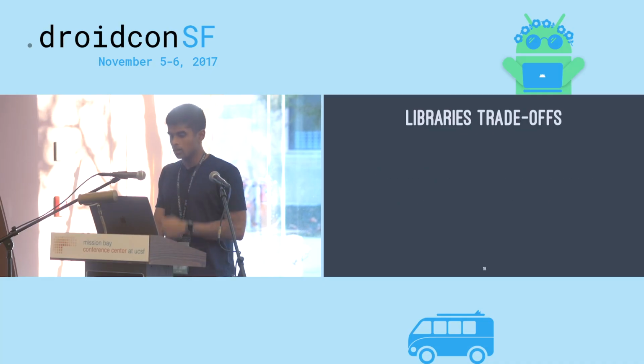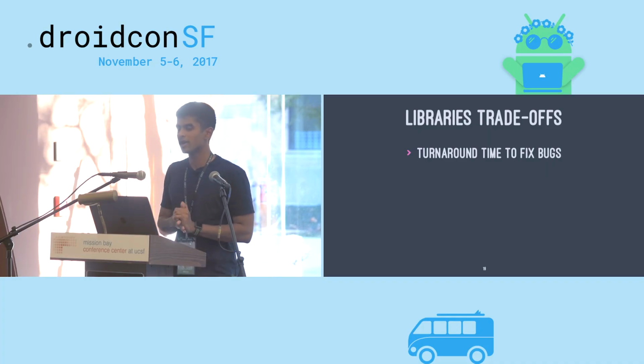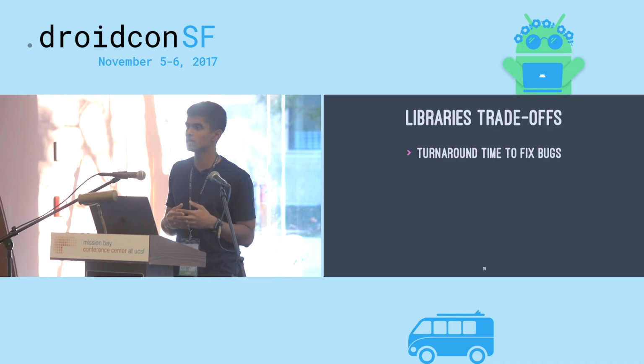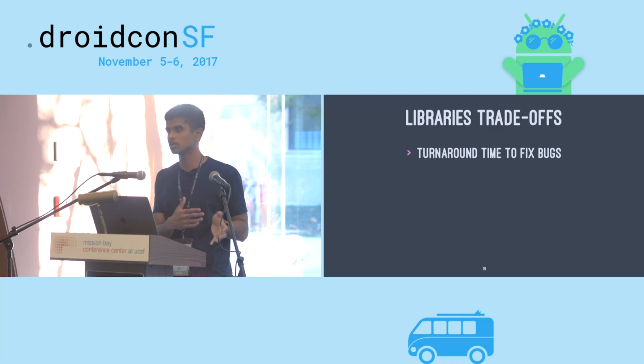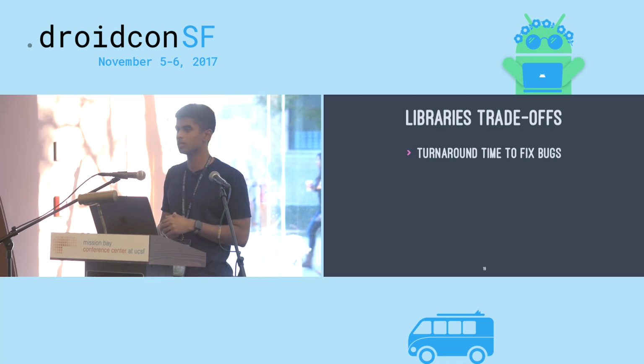Trade-offs. So first, turnaround time to fix bugs. If there is a bug in the library for your particular use case, then you have to wait for the library to update. You could fork it, but then you might miss some library updates. We've run into this issue at House Party where, when the Pixel launched, we were using a third-party library and we had an issue with the front-facing camera.